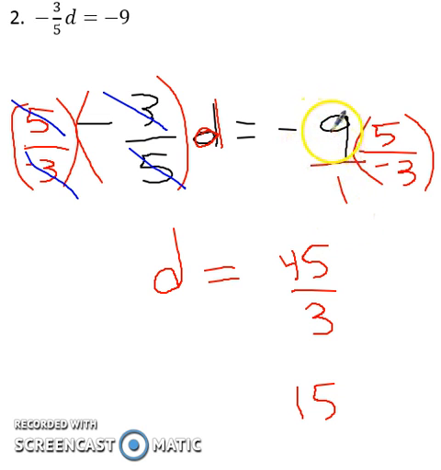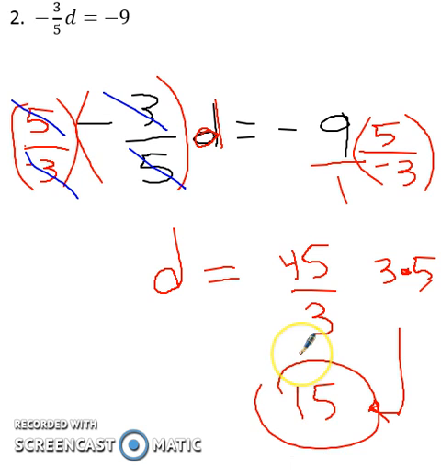We could also think of it this way. We have 9 divided by 3, which is 3. We're left with a 5 to multiply to get to that 15. Either way we look at it, we get a 15.